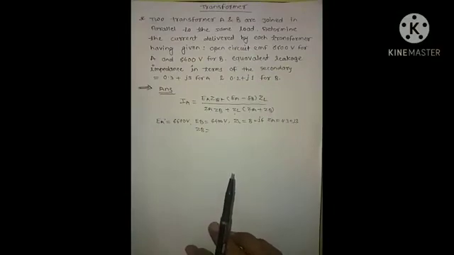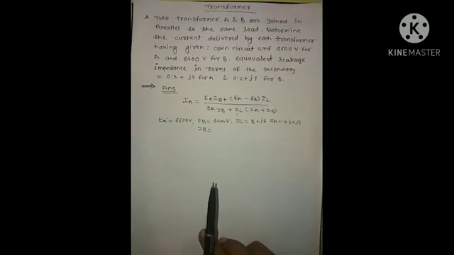Today we discuss the numericals on parallel operation of transformers. In the last lecture we discussed what is meant by parallel operation of transformers, the necessity of parallel operation, and the satisfactory conditions for parallel operation of transformers. Today we only take numericals on that topic.